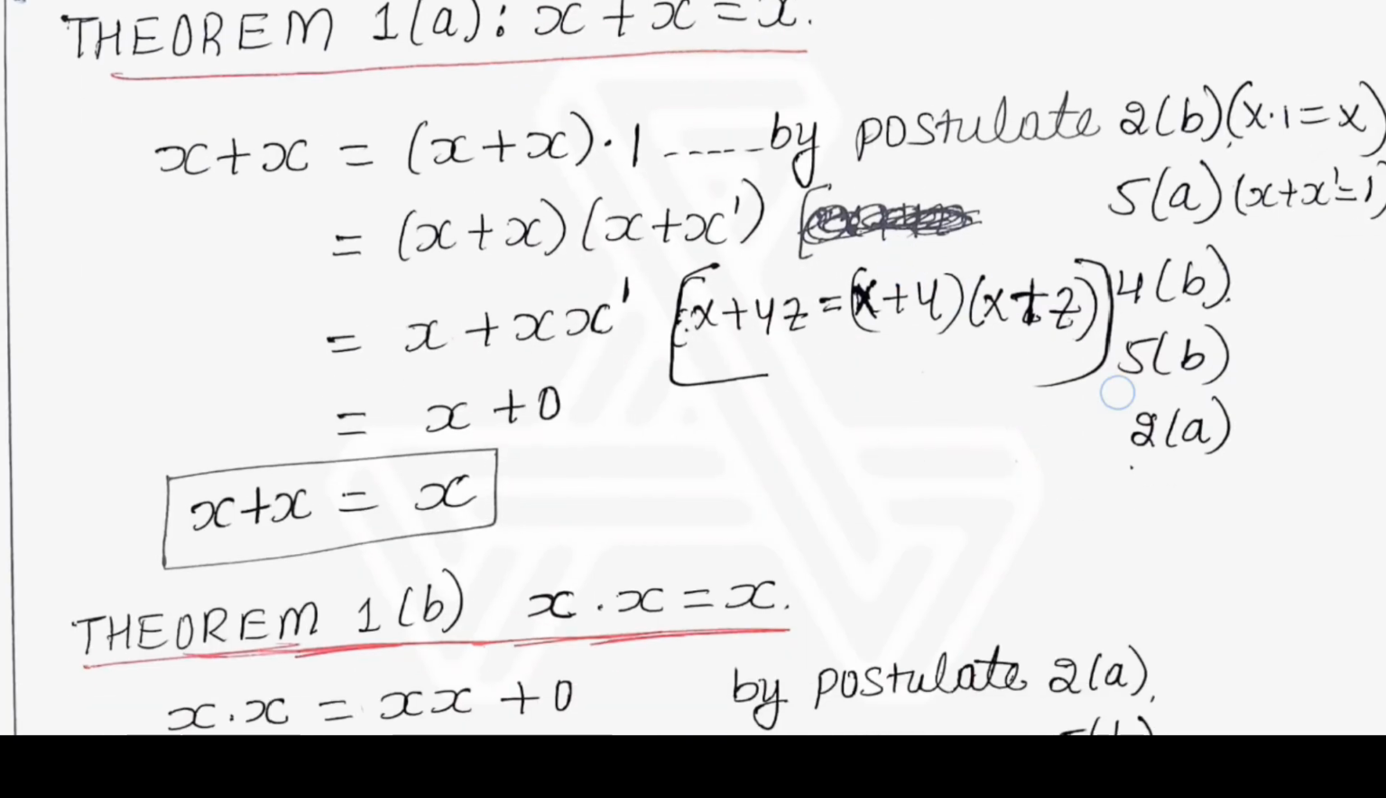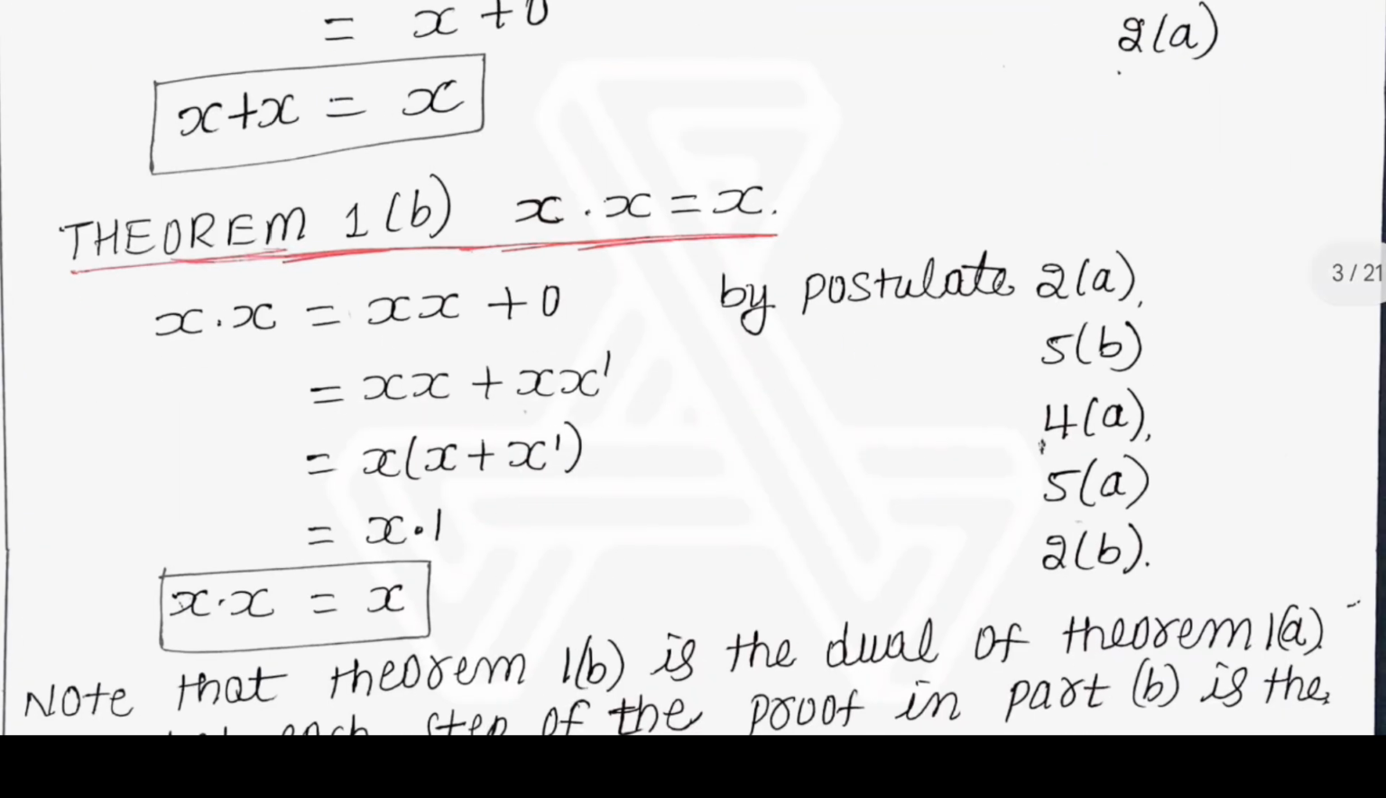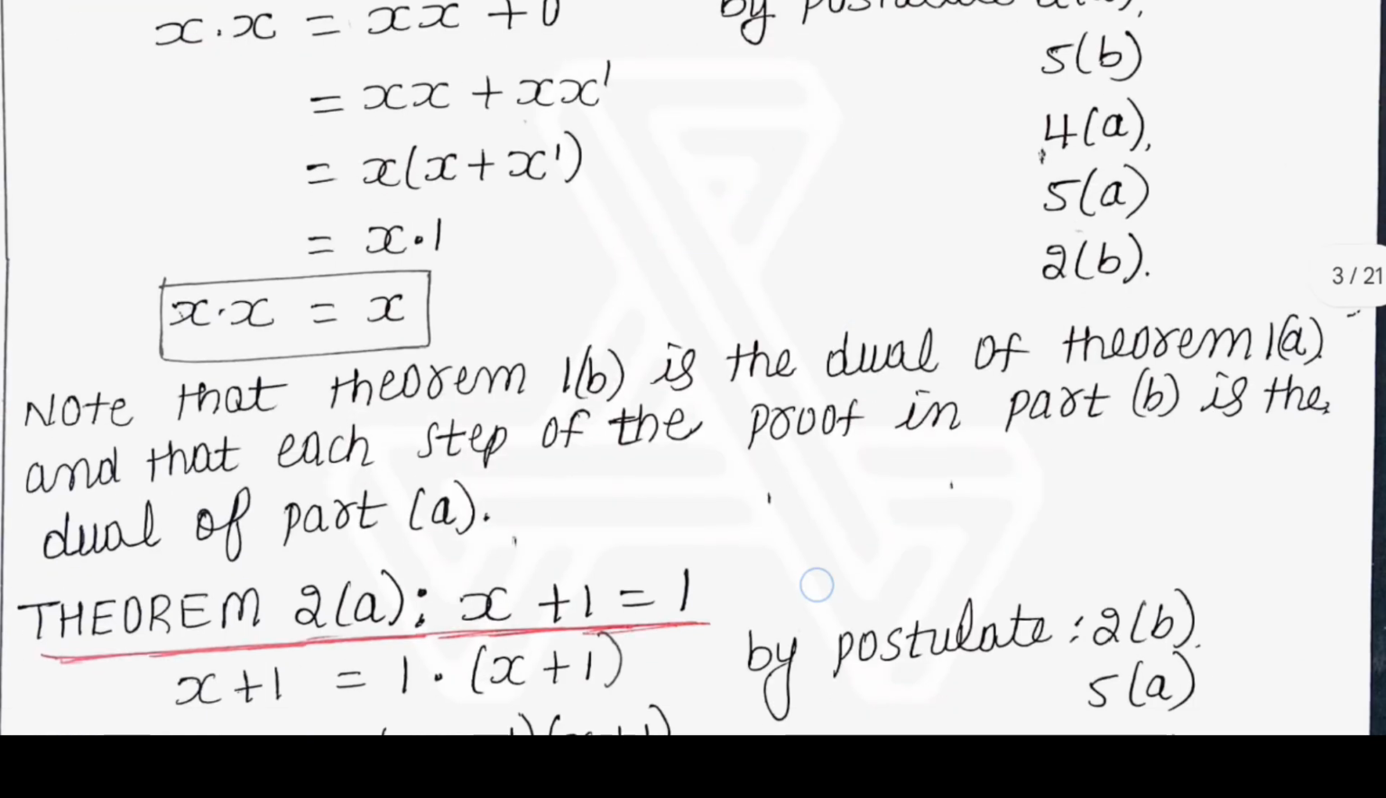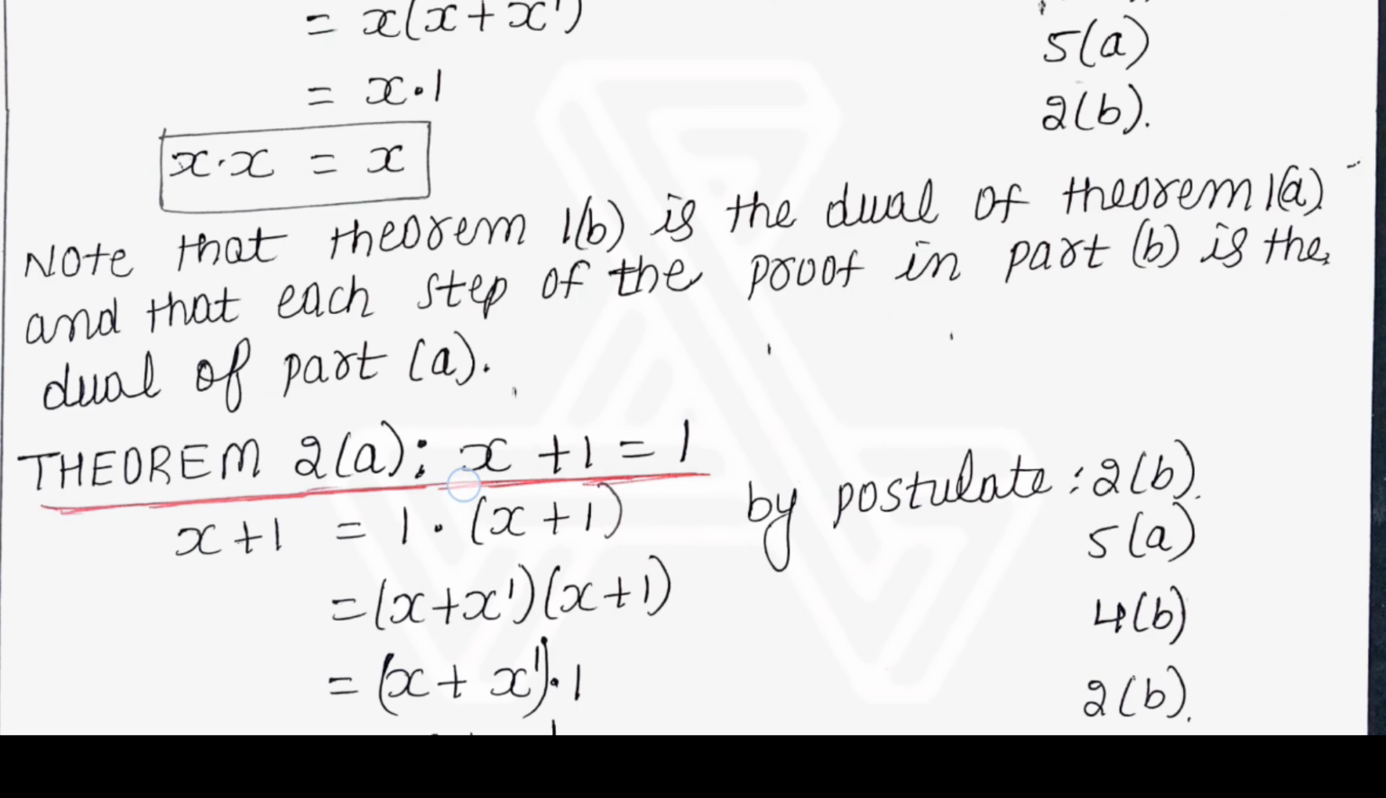Theorem 1a: x plus x is equal to x. How is it possible? x plus x is x plus x dot 1, and 1 can be written as x plus x dash. So x plus x into x dash gives 0, that is x. Theorem 1b: x dot x is equal to x dot x plus 0, and 0 can be written as x dot x dash. So x into (x plus x dash) is x times 1, that is x. Now 1b is the dual of theorem 1a.